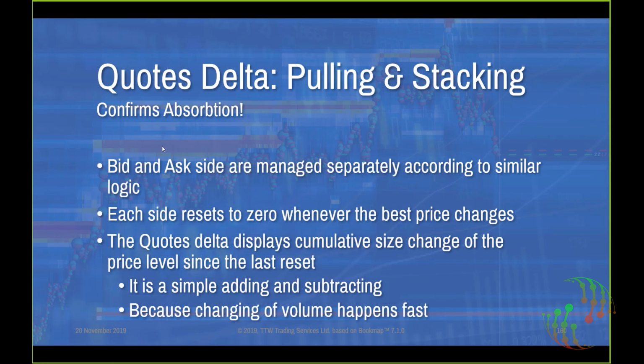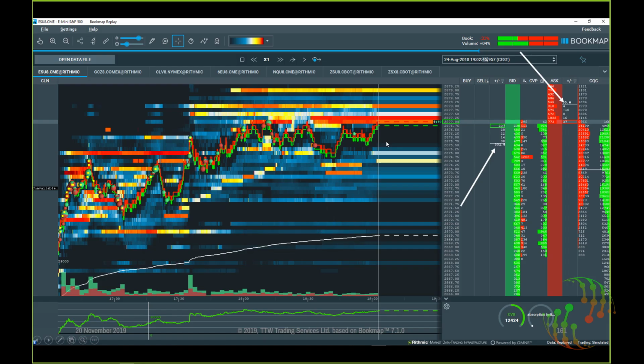Okay, coming back to quotes delta, pulling and stacking. Bid and ask side are managed separately according to a similar logic. Each side resets to 0 whenever the best price changes. The quotes delta displays the cumulative size change of the price level since the last reset. It is a simple adding and subtracting mechanism, because changing of volume happens very, very fast.